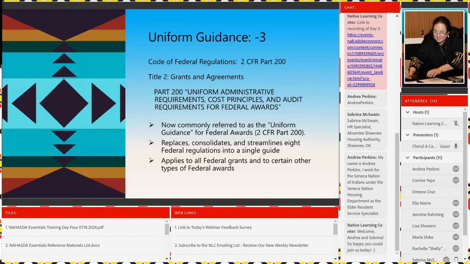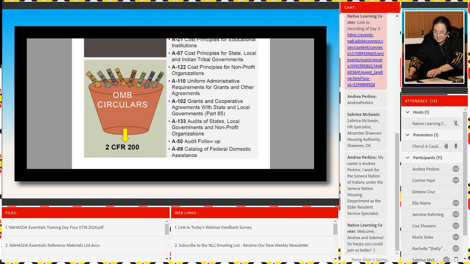So the Uniform Guidance 2 CFR Part 200 is commonly referred to as the Uniform Guidance for Federal Awards. It replaces, consolidates, and streamlines 8 federal regulations into a single guide, and applies to all federal grants and to certain other types of federal awards. So these are all what they gathered up and put into 2 CFR 200.